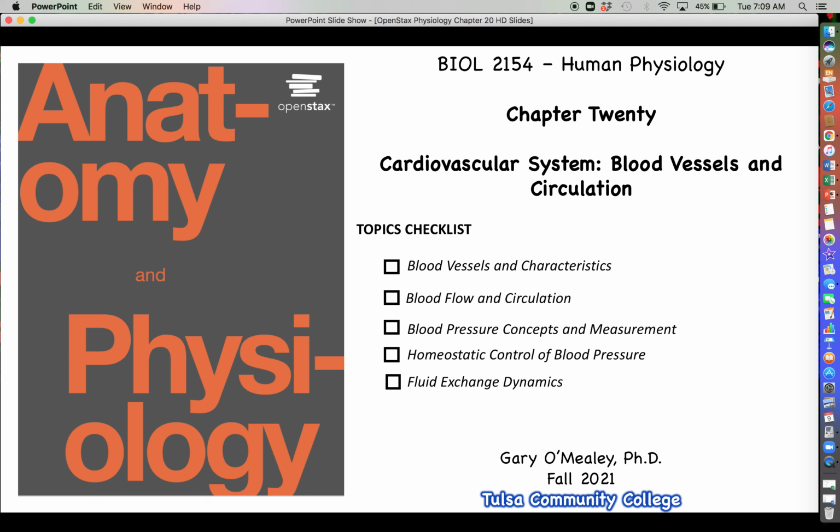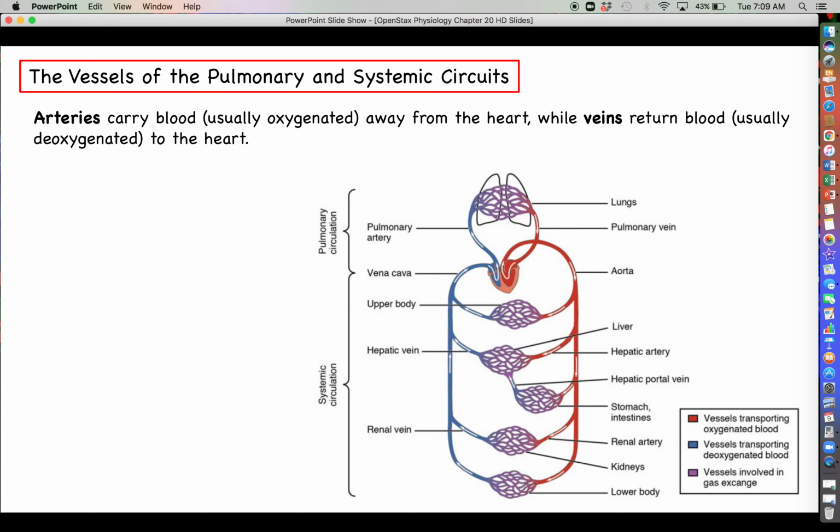We are going to finish up our unit on the cardiovascular system with Chapter 20, which is going to cover concepts associated with blood flow, blood pressure, and circulation of blood through the blood vessels. So this first section is going to focus a little bit on the characteristics of the different kinds of blood vessels: arteries, veins, arterioles, venules, and capillaries. So without any further ado, let's go ahead and get started.